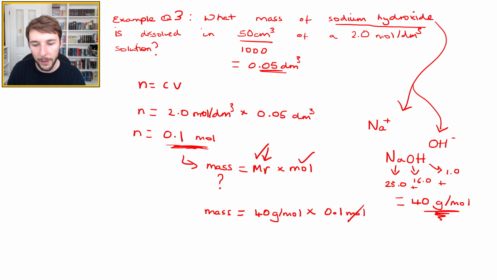Moles will cancel out, we'll get an answer in grams, so therefore the mass dissolved in that 50 centimetres cubed is in fact 4 grams, which is really handy, and that's actually the mass of sodium hydroxide you would get if you'd evaporated all the liquid off of that solution. So interesting use of two equations in one there. Let's have another go at one of them.